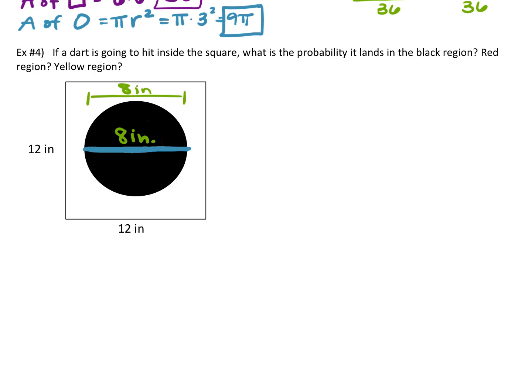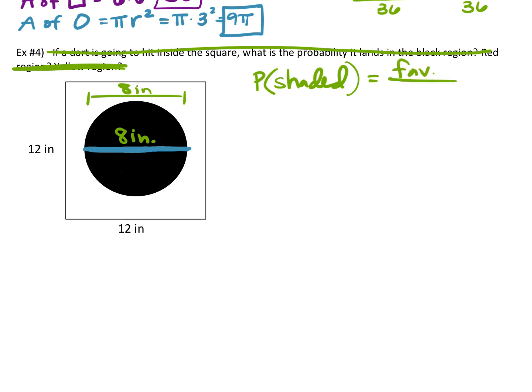So here's the deal, okay? We're going to change this question because you guys are freaking out on me. Not because you're slow, because you're not loving it. All right, so here it is. If I want the probability that you hit the shaded region here, remember, it is your favorable over the total possible.